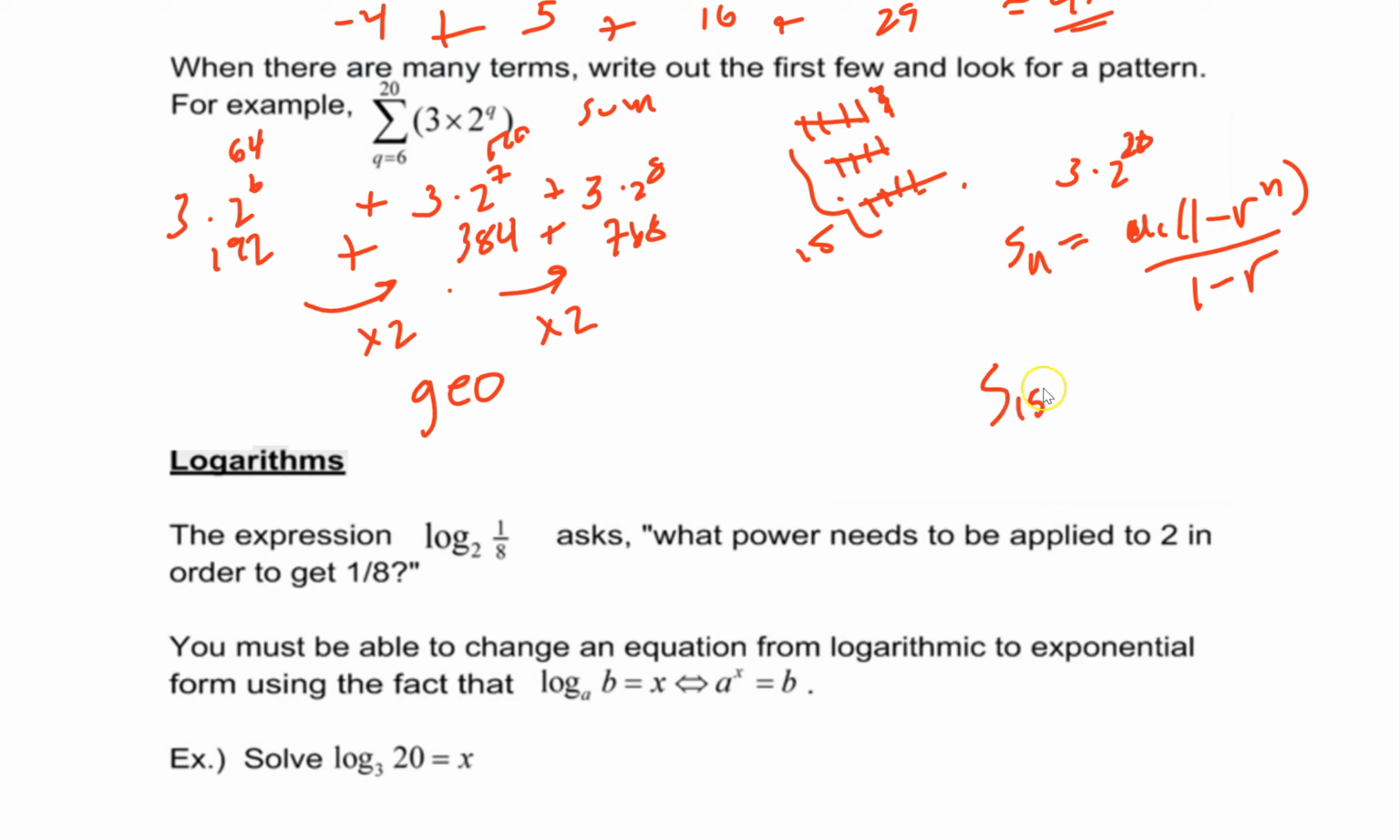So S15, the first term was 192. Then 1 minus my common ratio r, so 2 to the 15 all over 1 minus 2. Now keep in mind this should be in parentheses. Just plug that into your calculator and get an answer. So there we go.